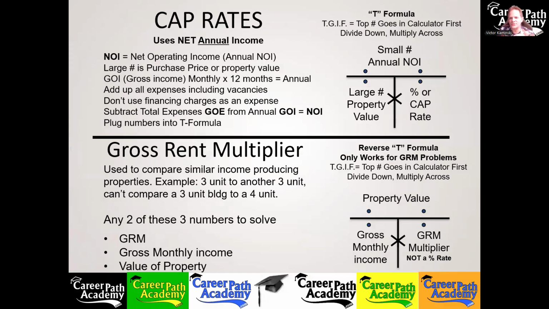So once again, these are the two formulas. If you didn't get it before, grab it now. Got the T formula and the reverse T formula, which is only good for calculating the gross rent multiplier. The regular T formula could be used for a lot of different math problems.